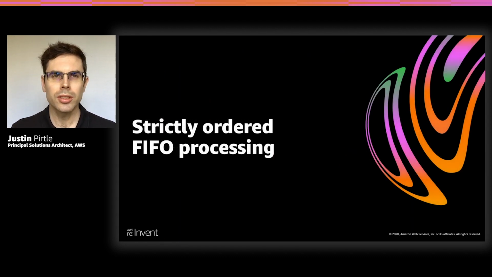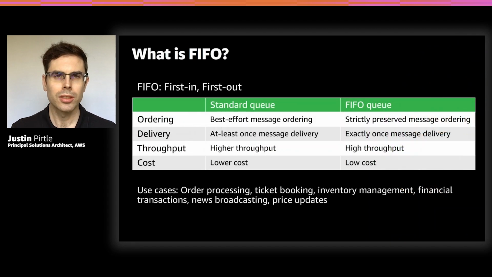But another key consideration for SQS for many applications is the concept of ordering, and particularly strictly ordered FIFO processing. So what is FIFO? FIFO means first in, first out. And with the standard SQS queue, you would have best effort message ordering, meaning that your messages generally will be in the right sequence, but they could be delivered out of sequence in some circumstances. You also have at least once delivery, as we've shown so far.